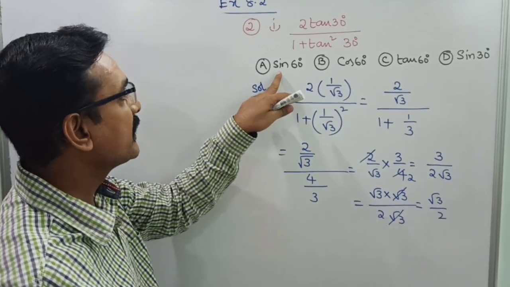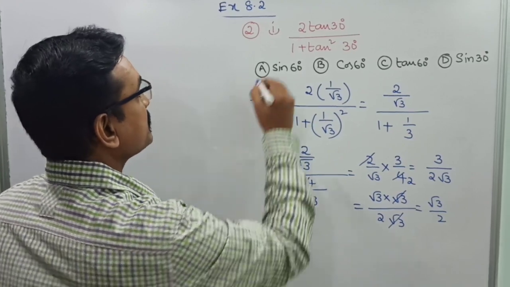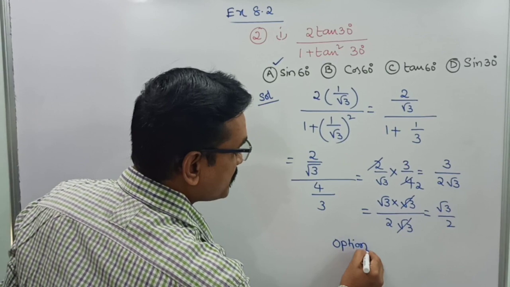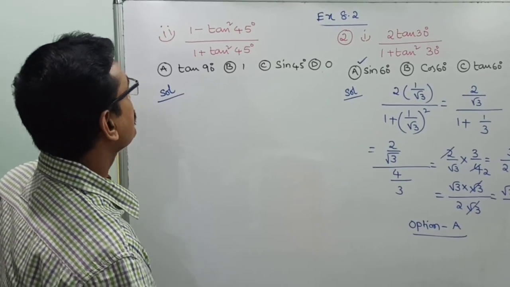Here sin 60 value is root 3 by 2. So option A is the correct answer. So answer is option A. Second Roman second question.